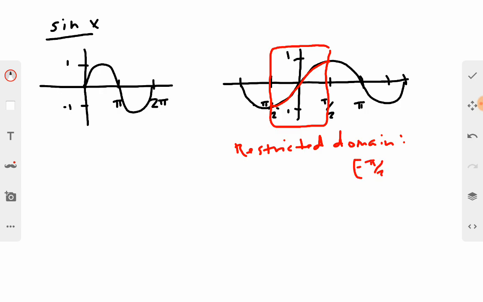Okay, so we go negative pi over 2 to positive pi over 2, like that. Okay, and it's closed bracket because that covers everything from negative 1 to positive 1 and everything in between. Okay, and then we also see that our range is negative 1 to positive 1, which is exactly what we wanted.